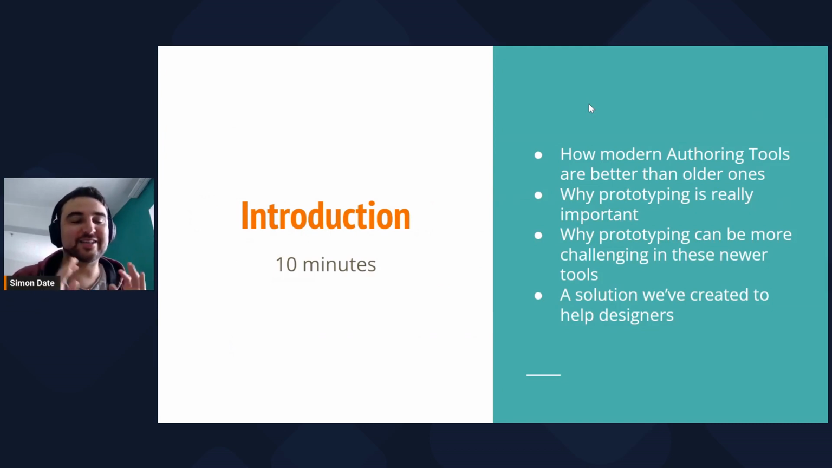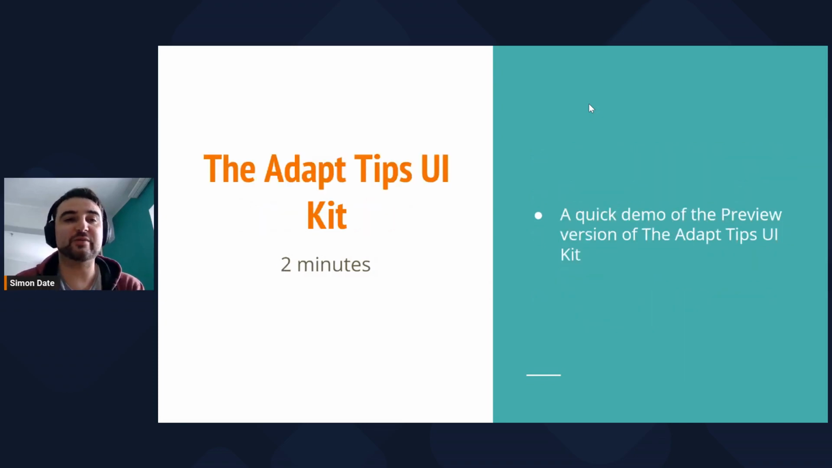Okay, good to know. So let's go through what I'm going to be talking about. This is the introduction. I'm going to be talking about Adapt and modern authoring tools, the responsive authoring tools that many people are using now. Why prototyping them is really good, and helps you have alignment with both your internal team and also with your clients. But why it's sometimes a bit more challenging to do, and a solution that we've actually created to help you with this problem. Then I'm going to be showing off this solution that we've created called the Adapt Tips UI Kit. Really exciting product.